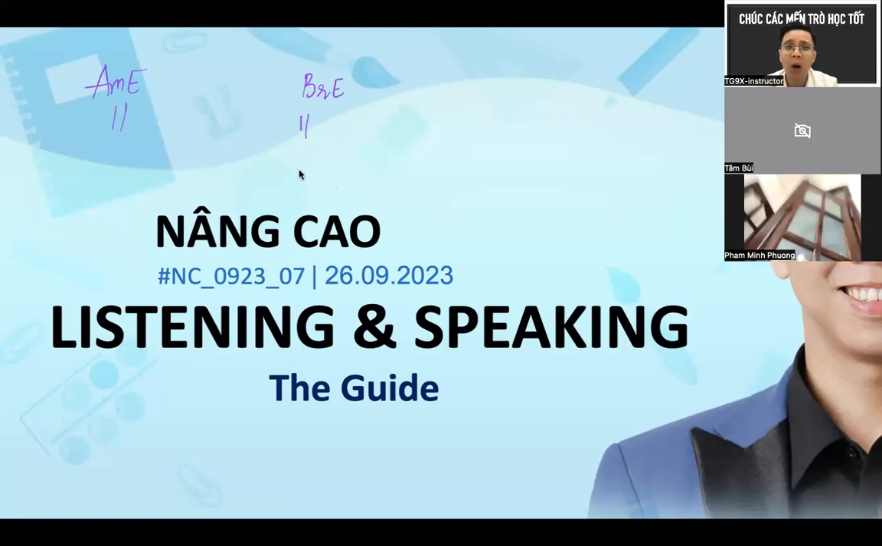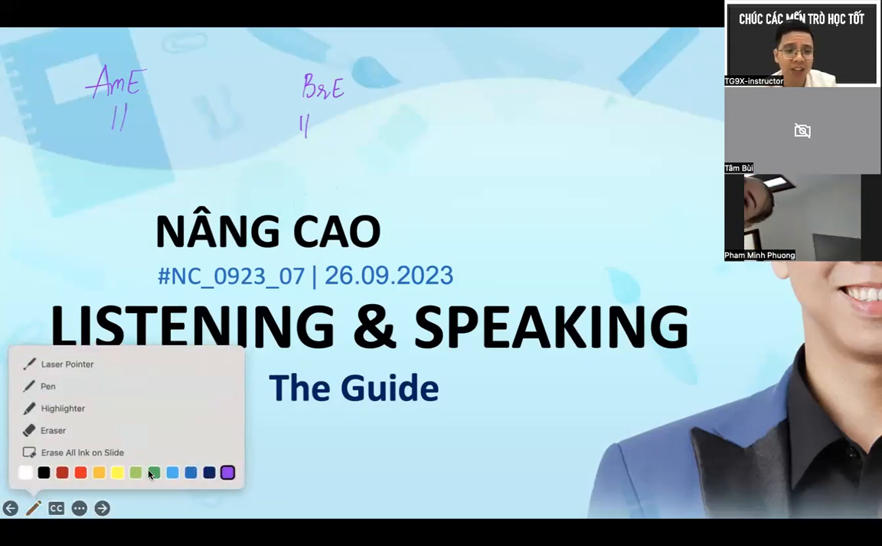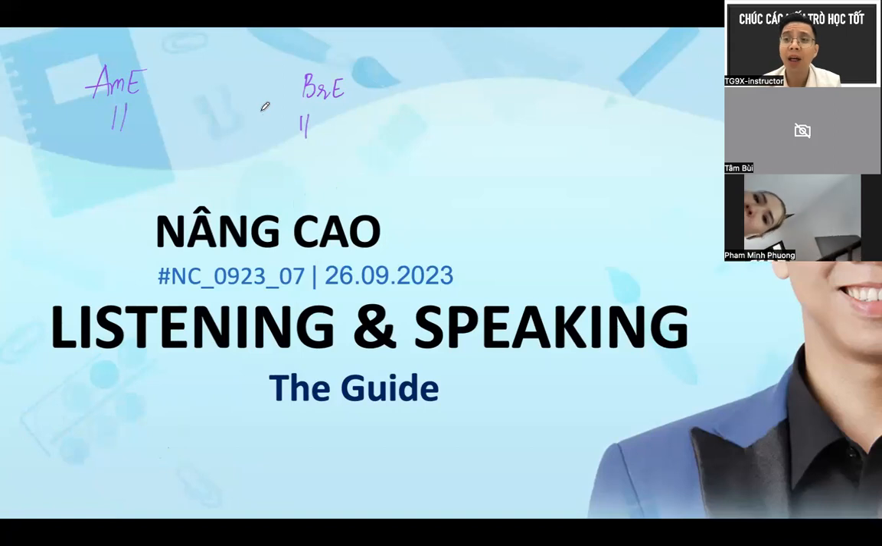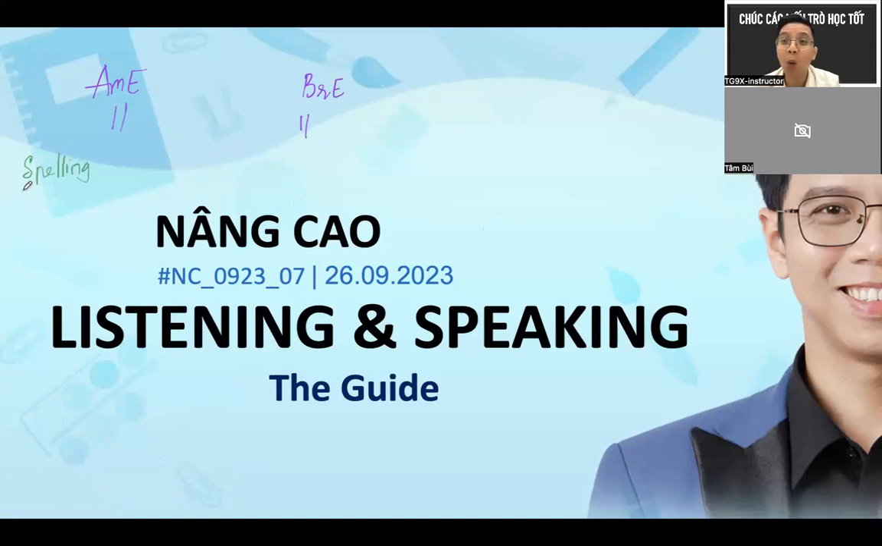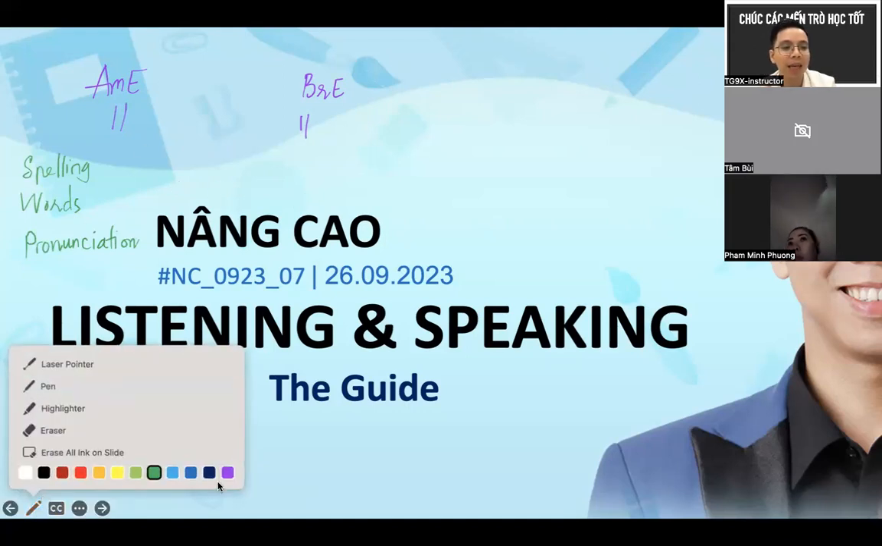You know, when it comes to American English and British English, we have many features to look at. But three most common features are spelling, words, and pronunciation. Or to be more exact, they say accent. Okay, for example. So what about the spelling? Let me give you an example.